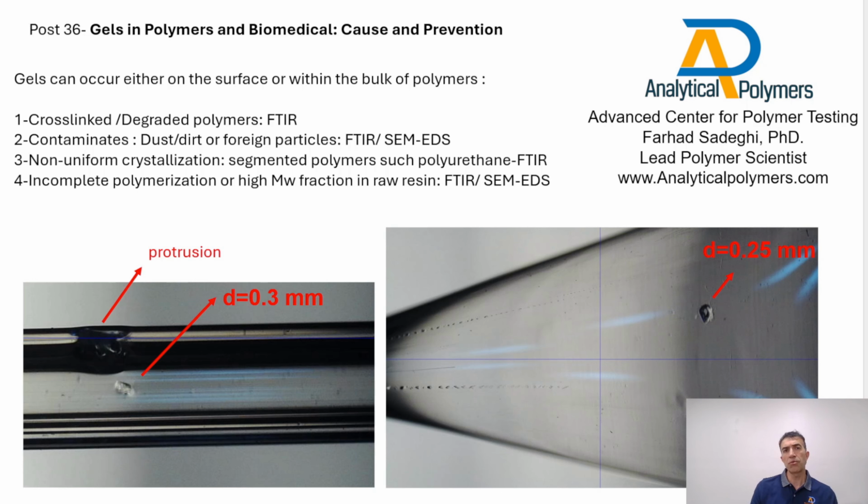The fourth category is incomplete polymerization or high molecular weight fraction. This is coming from the raw resin, right? That's something you cannot do anything about because it's resin related. And again, you can use FTIR and SEM EDS mode to identify that cause.